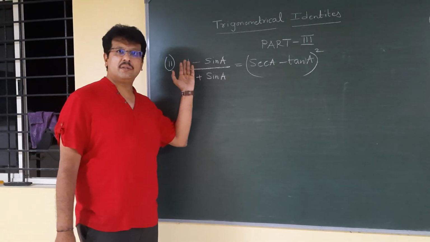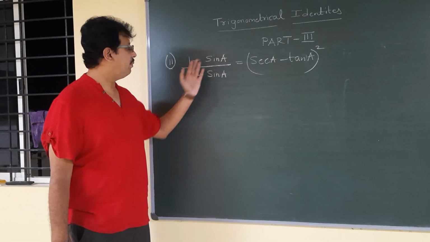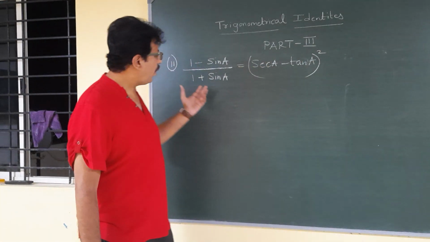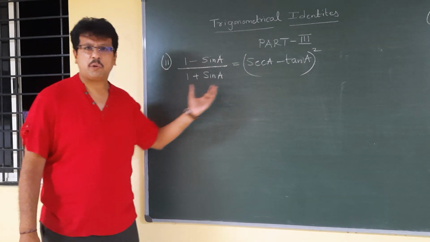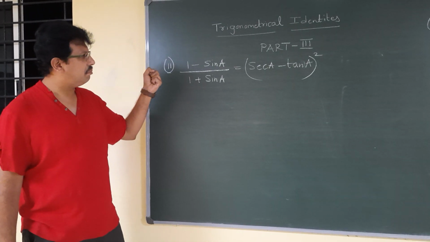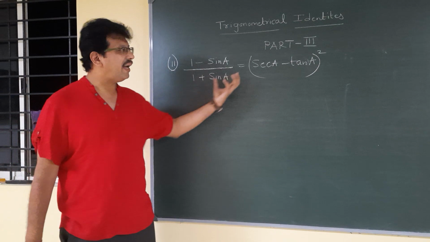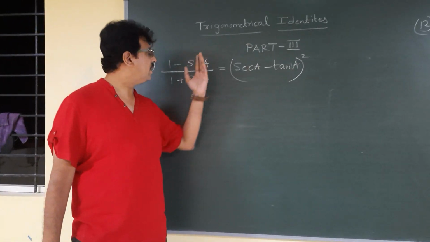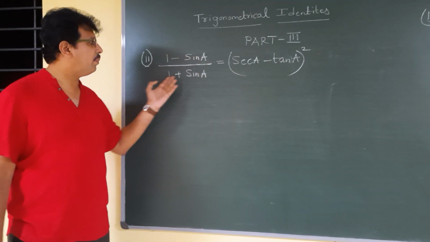So the next problem is we need to prove that (1 minus sin A) by (1 plus sin A) equals (secant A minus tan A) whole square. This is quite a little bit different problem I have taken for you children, because it is not like other problems, a very direct problem. You must be observing here it is (secant A minus tan A) whole square, here it is (1 minus sin A) by (1 plus sin A).